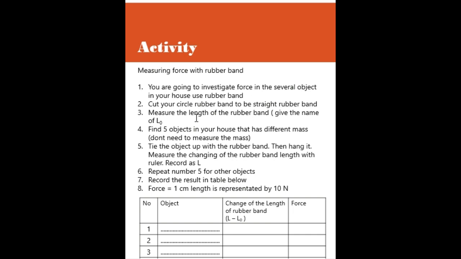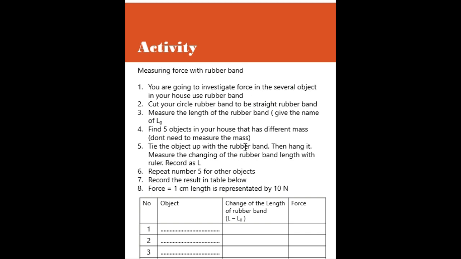Then number 4, find objects in your house that have different masses, students. You can choose any object in your house. Remember, you don't need to measure the mass, just find the objects. Then number 5, tie the object with the rubber band, then hang it. Measure the change in the rubber band length with the ruler, students.